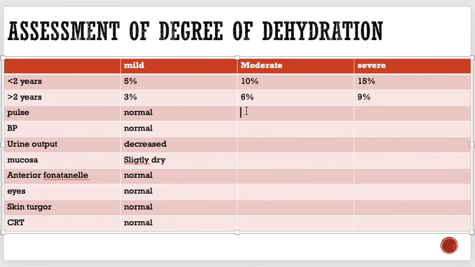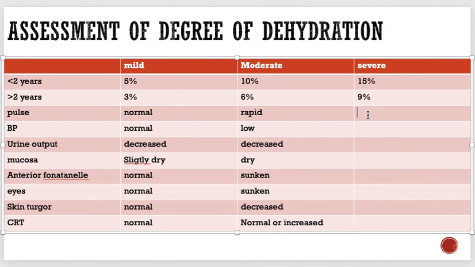Whereas in moderate dehydration, the pulse becomes rapid, increased. The blood pressure can be low, but can be normal, okay? But of course, urine output will be decreased, okay? Mucosa will be dry, anterior fontanelle will be sunken, depressed, eyes will be sunken, skin turgor will be decreased, okay? Whereas CRT may be normal or may be increased, more than 3 seconds, right?